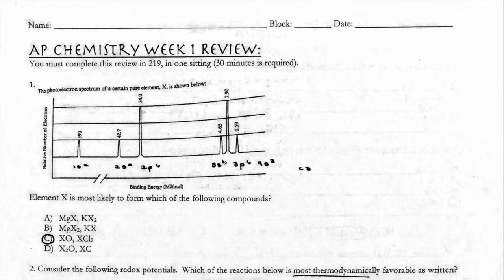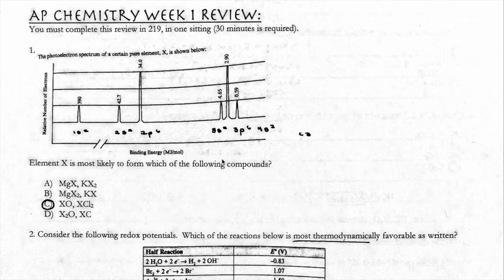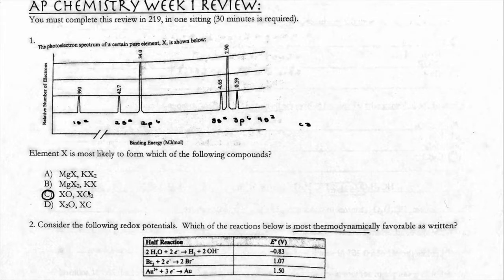So I'm going to go over the week 1 review. For this first question, it shows you a PES, and it asks which of the following compounds element X is most likely to form. If I write out the electron configuration based on this PES, it would be 1s2, 2s2, 2p6, 3s2, 3p6, and then 4s2. So it's actually calcium. It's an alkaline earth metal, which means when it forms a compound, it's going to form XO and XCl2 because its charge is going to be +2. So that's how I got the answer of C.